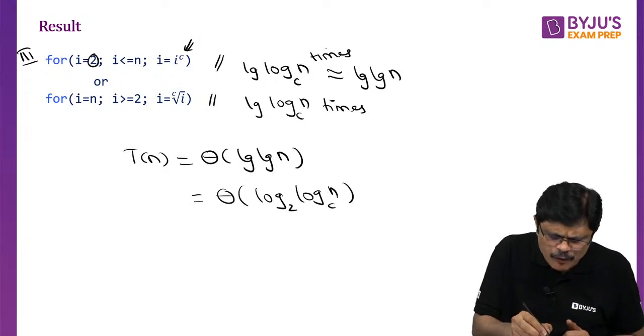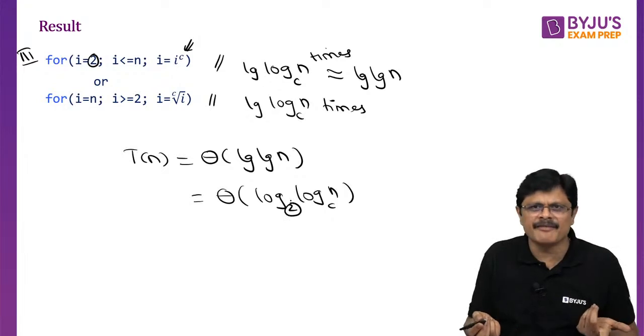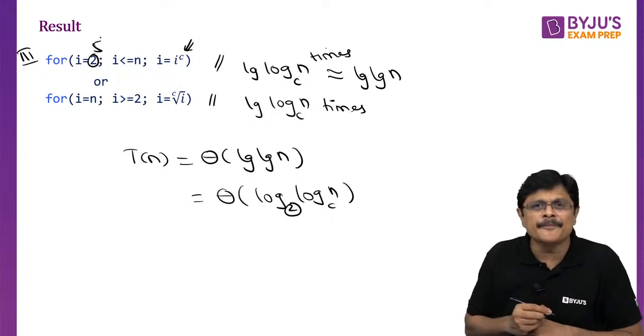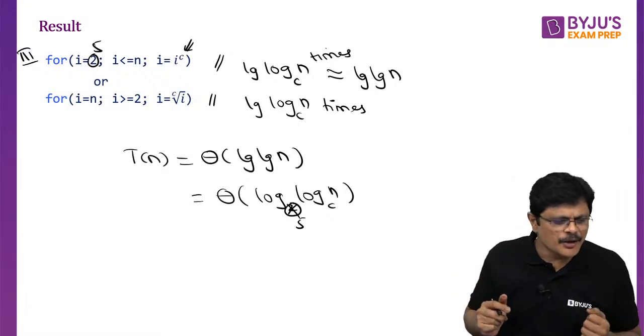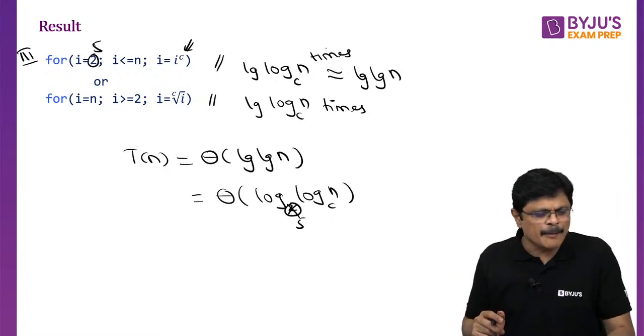Suppose instead of 2, if it is 3, then here we will get 3, my dear friends. That's it. Suppose here if I put 5, what happens? This will be 5. That's it. Nothing more than that.